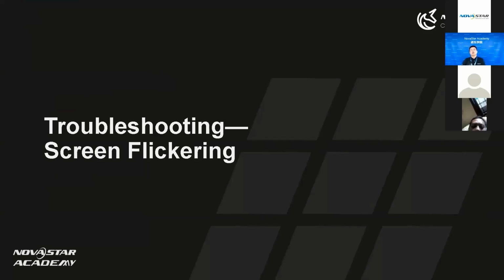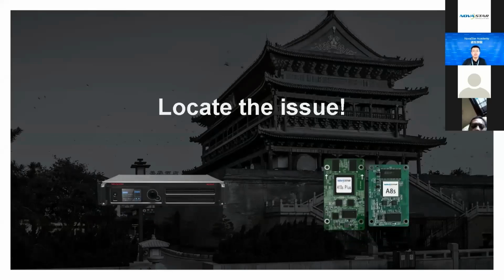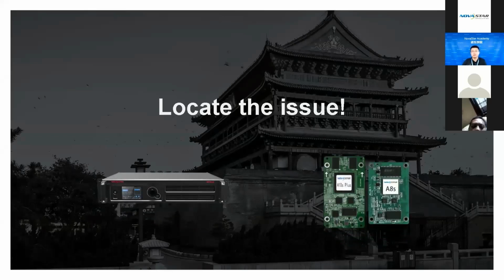Okay. Then second topic is screen flickering. So same as blackout issue, to resolve the flickering issue, we need to locate which part of the control system caused that. Sending card and receiving card are the most important parts in the control system. But how to locate the issue? Are there any tools we can use? Are there any tools NovaStar can provide to help you do the troubleshooting?